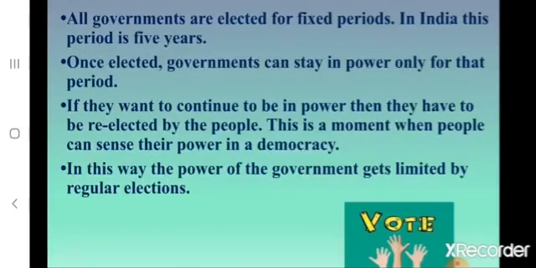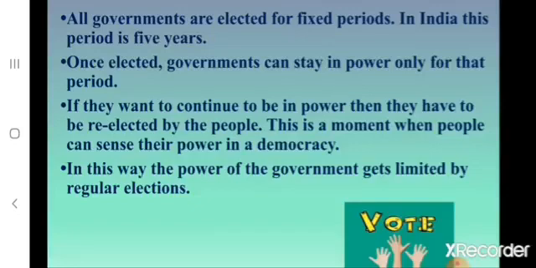And children, do you know that all governments are elected for fixed periods, and in India this period is of 5 years. That is, after every 5 years elections take place in India, and once elected, governments can stay in power only for that period. And if they want to continue to be in power, then what do they have to do? They have to be re-elected by the people.